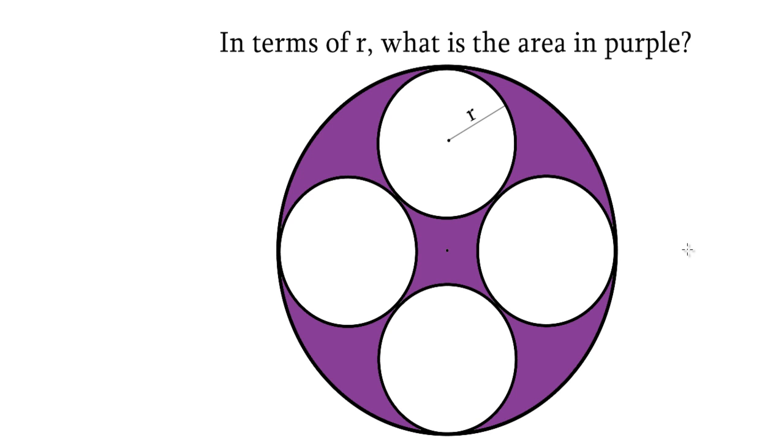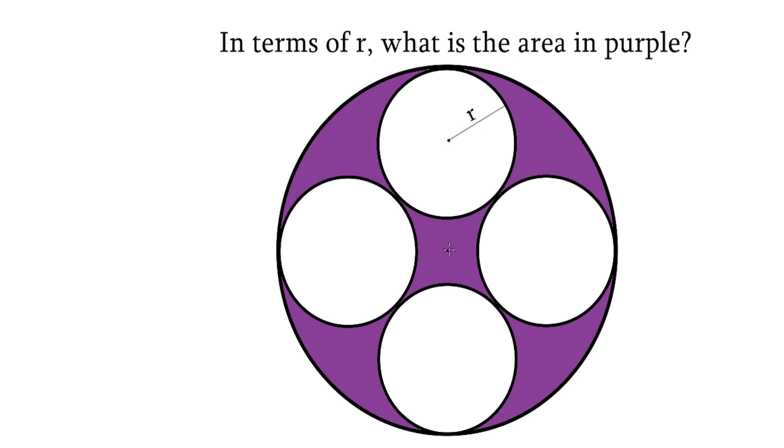In terms of r, what is the area in purple? Well, we have 4 circles that are inscribed inside of a larger circle. And the area that these circles do not take up is the area shaded in purple. So how can we find this purple area?